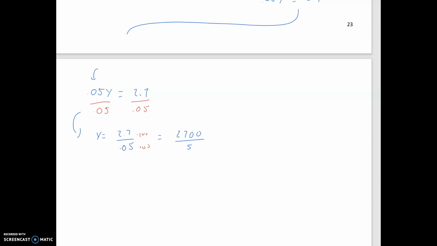Wait, no, I have an extra 0. So if we move it twice, 1 and 2, we're dividing 270 by 5. So 5 goes into 27 five times, that's 25, and I'm getting 54. Let me double check. No, yeah, we're good. So our y value is equal to 54.